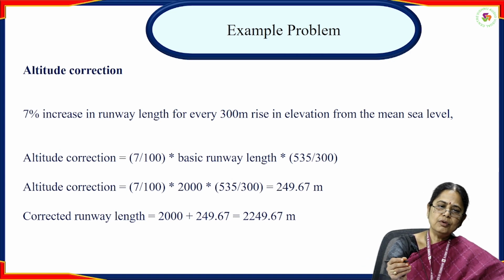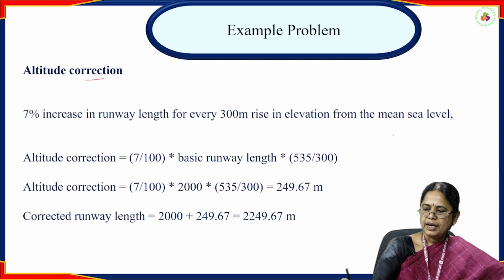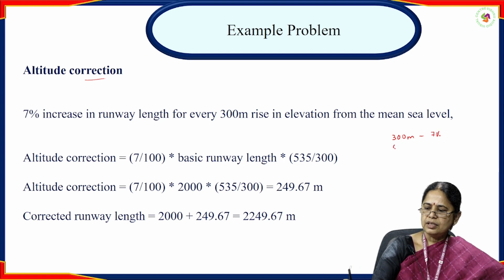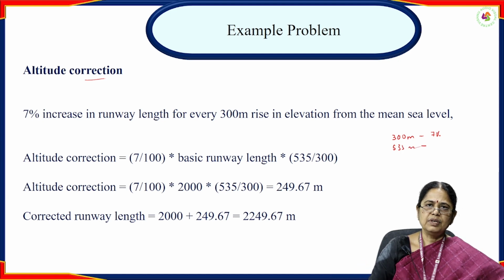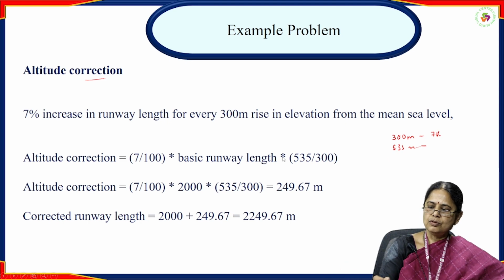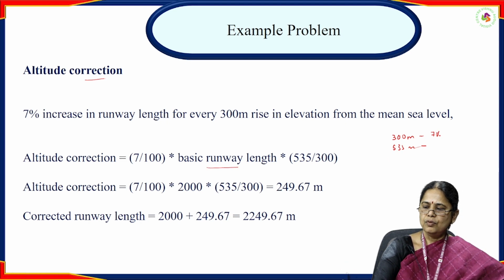So first we are going to do the altitude correction. For every 300 meters rise in level, 7% needs to be applied. But we have 535 meters above standard mean sea level. So what is the correction? 7% of the basic length for 300 meters, so for 535 meters, 535 divided by 300.